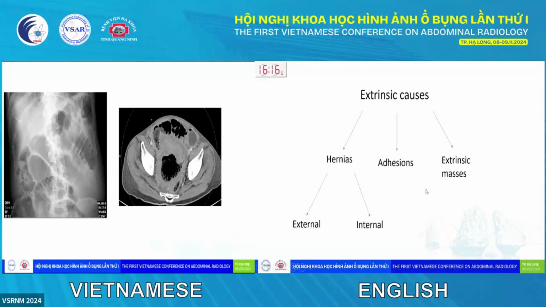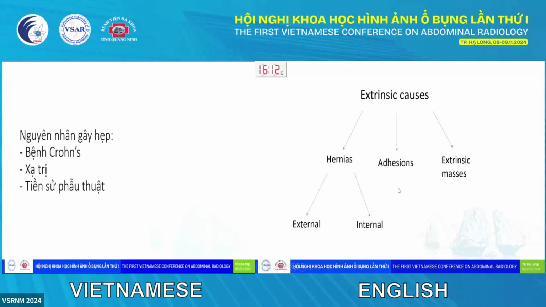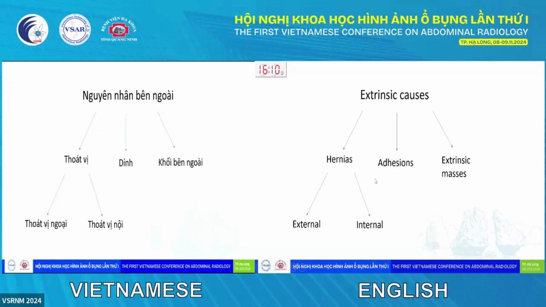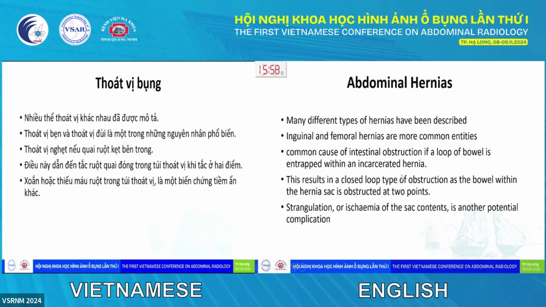We move on to extrinsic causes, and this can be broadly divided into several groups. The common ones would be due to hernias, and hernias again can be divided into external hernias as well as internal hernias. We have adhesions, which is a very common cause of extrinsic small bowel obstruction, as well as extrinsic masses. In terms of abdominal hernias, many hernias have been described. In our clinical practice, inguinal as well as femoral hernias are the most common entities.